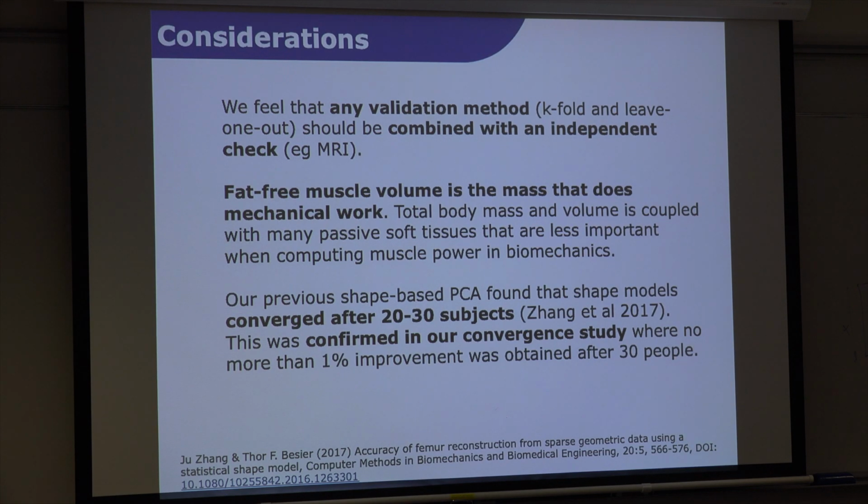It's also important to note that we calculated the fat-free muscle volume, which is the mass that does mechanical work. So passive soft tissue is not important when computing muscle power in biomechanics. We originally had 23 subjects in our study, but we increased the numbers and performed a convergence test on 20, 30, 40, and 50 people. We found no more than 1% improvement after 30 people, which is consistent with what Zhang et al. found within the literature, where they converged after 20 to 30 subjects.